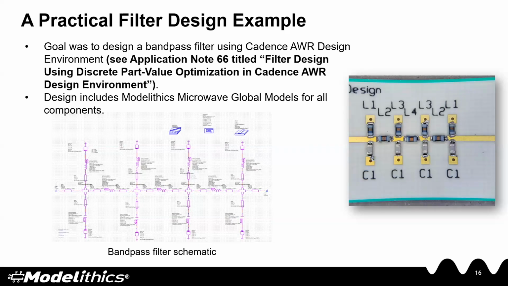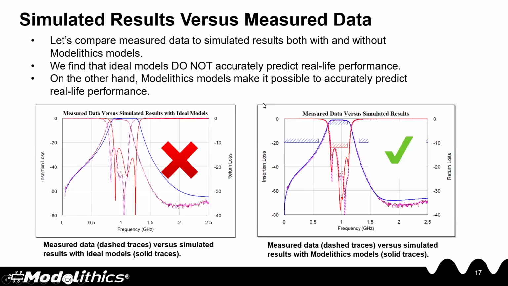the Modelithics website. This is a filter design using models for 0402 size components. And on the left, we have the schematic, and on the right, we have the actual filter. And when we look at the results, what we see here on the left, we have the measured data shown by the dash traces, and then the simulated results with ideal models shown by the solid traces.